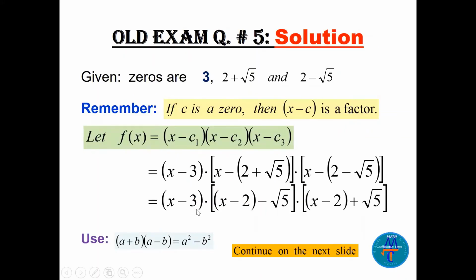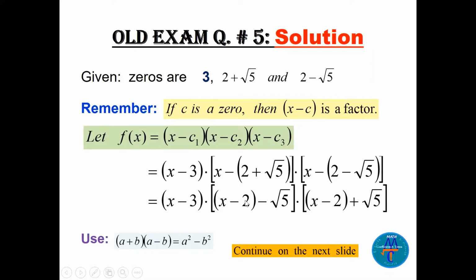We have 3 zeros, and we know always if c is a 0, x minus c is a factor. Then let f of x be the function x minus c1, x minus c2, x minus c3. So I just take the zeros directly and put it there. X minus 3, that's easy. X minus the second 0, x minus the third 0. Always we have x minus c.